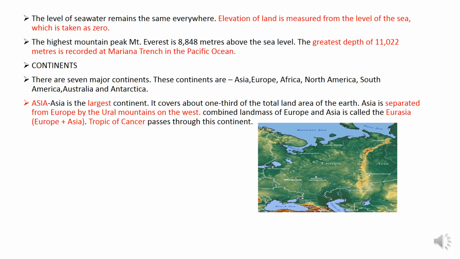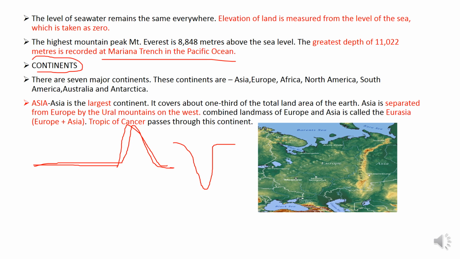The level of seawater remains the same everywhere. Elevation of the land is measured from the level of the sea. This level of the sea is always taken as 0. The highest mountain peak, Mount Everest, is 8,848 meters above the sea level and the greatest depth of 11,022 meters is recorded at Mariana Trench in the Pacific Ocean. So now we are studying about continents.